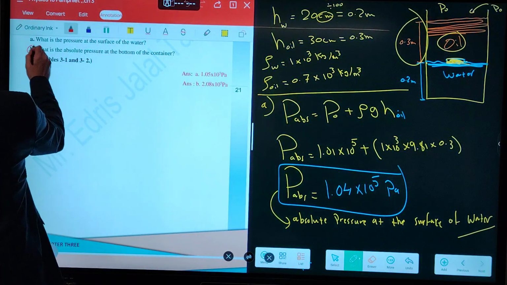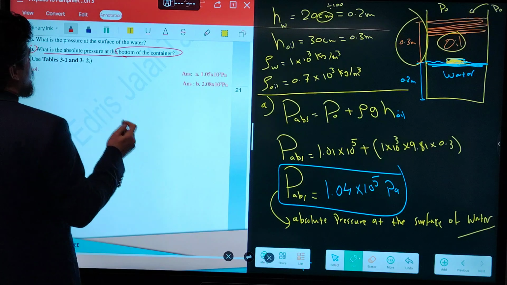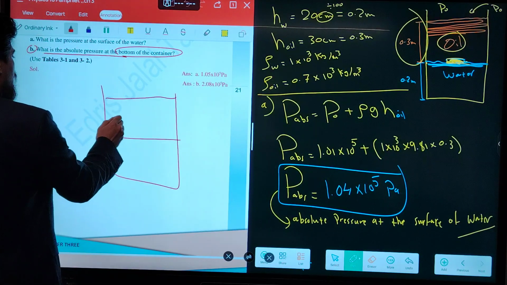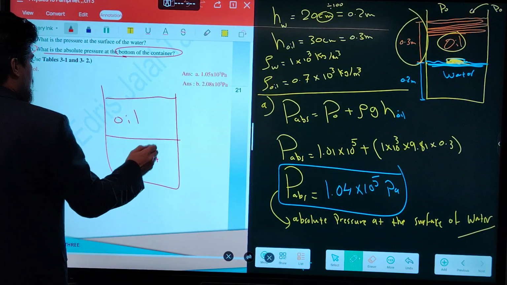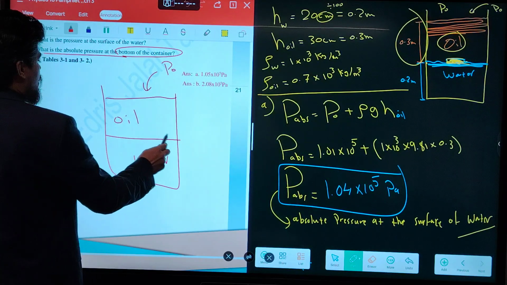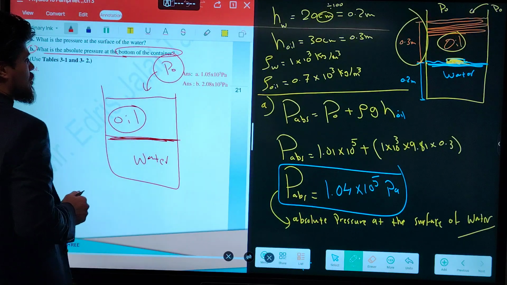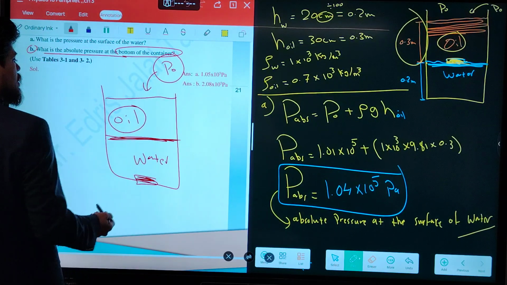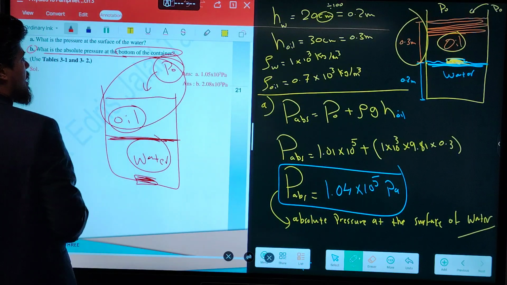And branch B, guys, what is the absolute pressure at the bottom of the container? At the bottom of the container, we have 30 centimeters of oil and 20 centimeters of water, and there is the atmospheric pressure at the top of the container. At the surface of the water, we only have the pressure of the oil and the atmospheric pressure. But at the bottom of the container, guys, how many pressures do we have? We have the oil's pressure and also the water's pressure.